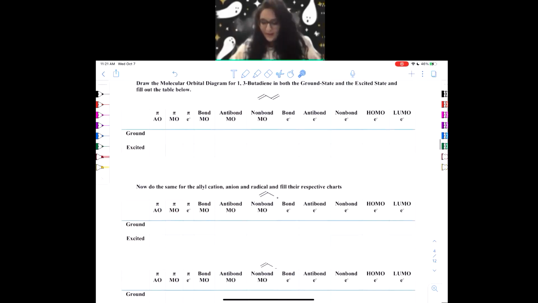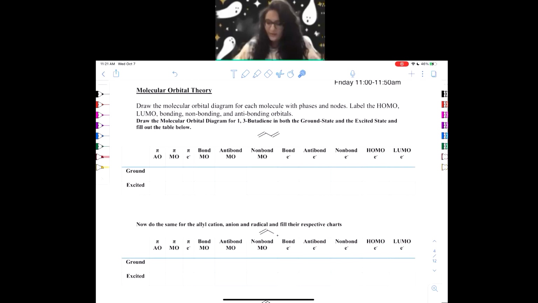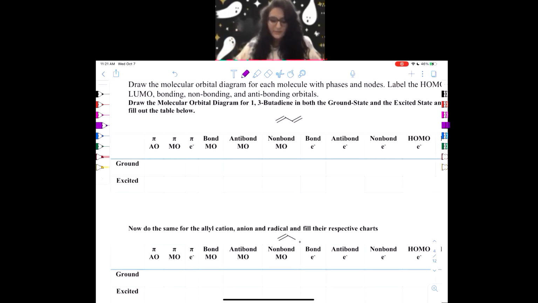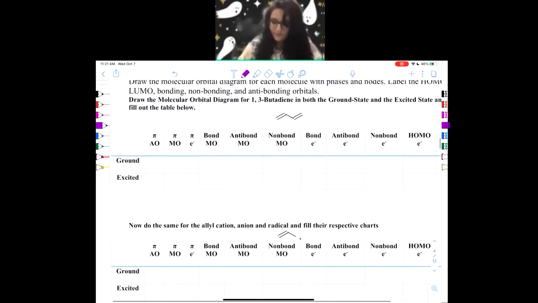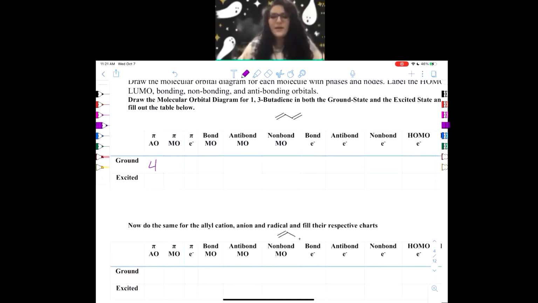So if we go back up here and we go to the chart that I gave you guys, I am going to ask you questions. And I want you to just give me the numbers in the chat, please. So what did we say the number of atomic orbitals were in our drawing? 4, absolutely right. How many molecular orbitals did that transfer to? 4. How many pi electrons? 4. Sweet.